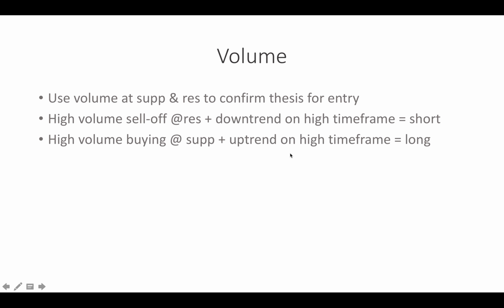Now if there's high volume buying at a support plus an uptrend in a high time frame, so for example gold, you want to swing gold and you're at a support level, there's a lot of buying happening, people want to buy this contract, then you probably want to get long. So that's your probable conclusion to build your thesis on.